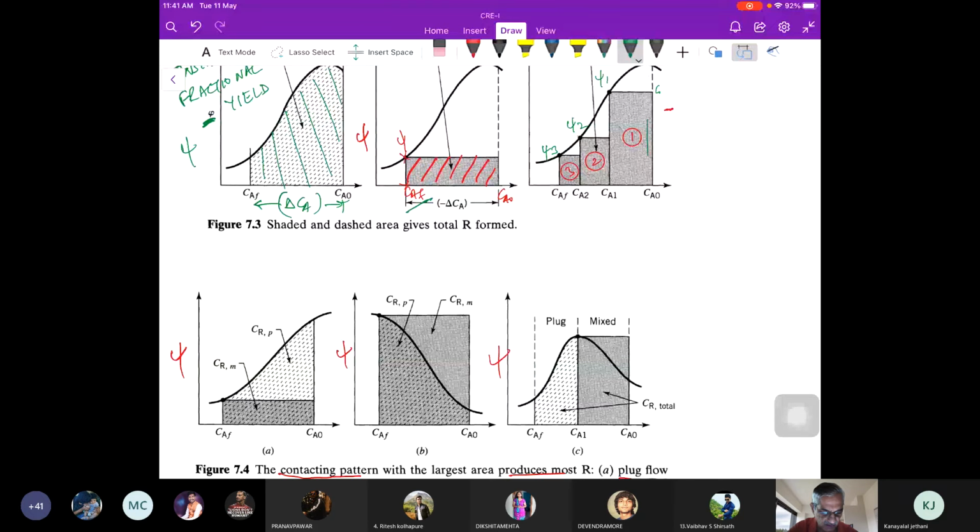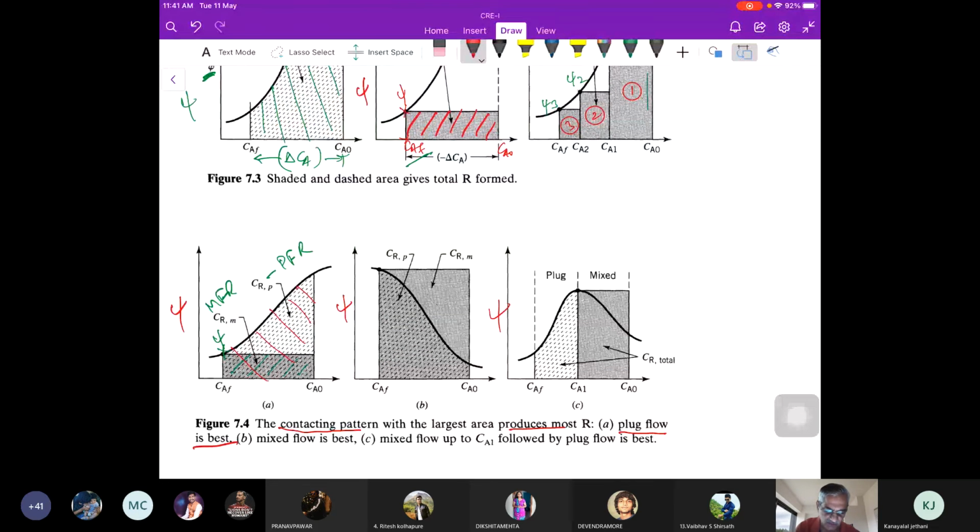So here we saw the area under the curve is for the plug flow reactor, and this is for the mixed flow reactor. In the mixed flow reactor, the final concentration will give this psi value, right? So this will be the area of the rectangle. For plug flow, the whole area under the curve. If you take mixed flow, in this case, if you get this type of curve, psi versus CA, because here is the value of CAF, so this is the value of psi. So in this case, you get maximum R for the mixed flow reactor.